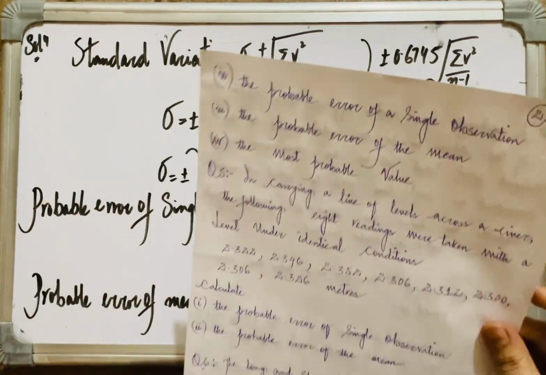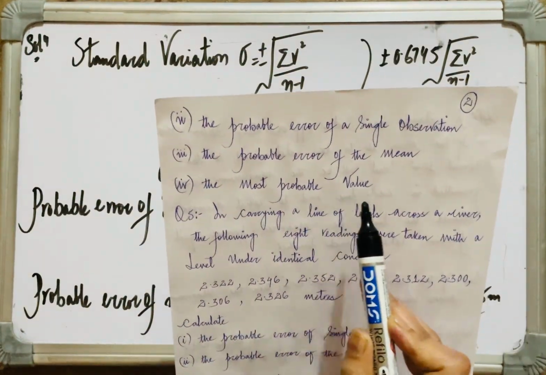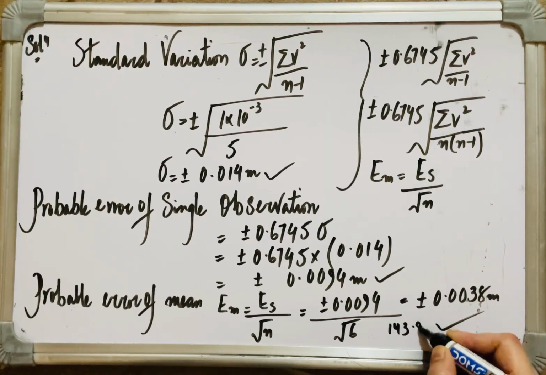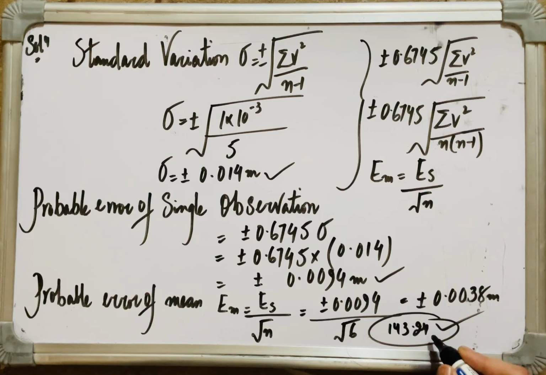And the last part of the question says to calculate the most probable value. We have already calculated it. The most probable value is equal to the arithmetic mean, and that is known as the mean value or the most probable value, and that was equal to how much? It was 143.24 meters. So this is the most probable value or mean value or arithmetic mean, which we already calculated. It was 143.24 meters. So we have calculated all the parts of the question. All right, so moving on, and let's do the next question.